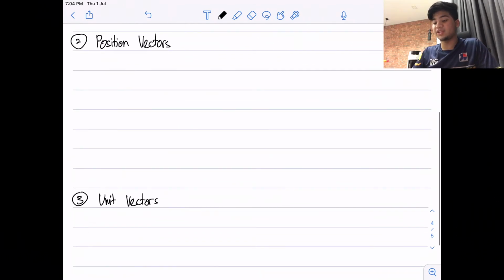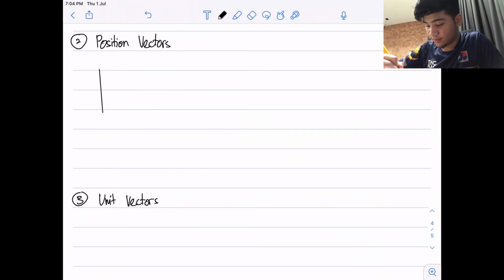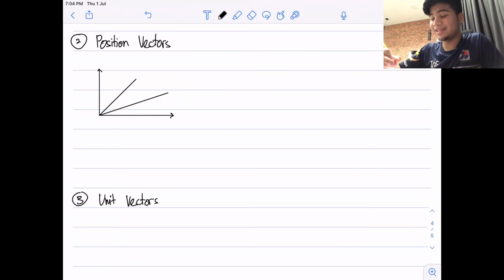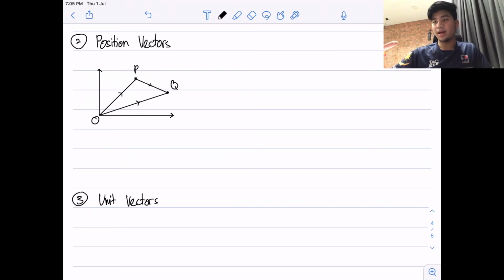Alright, next up, position vectors. So basically, position vectors are something like this. So let's say you've been given a little graph, right? So imagine this is the most uniform Cartesian plane you've ever seen, okay? So let's say that they gave you point P, they give you point Q, right? And they give you PQ over here. Okay. So position vectors means that it's the vector from the origin to the point.